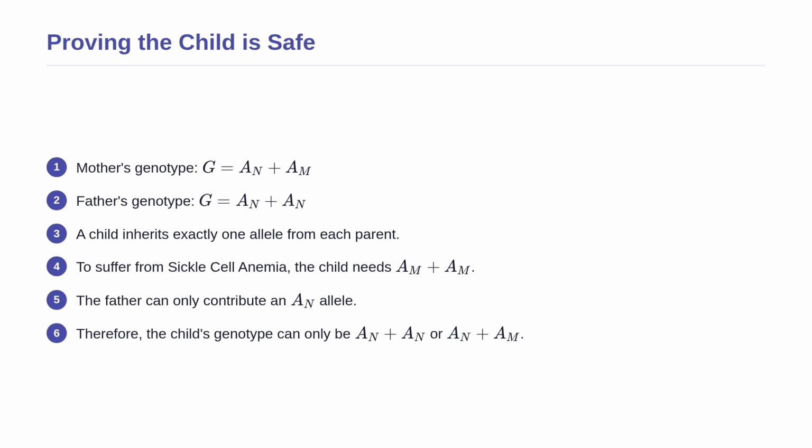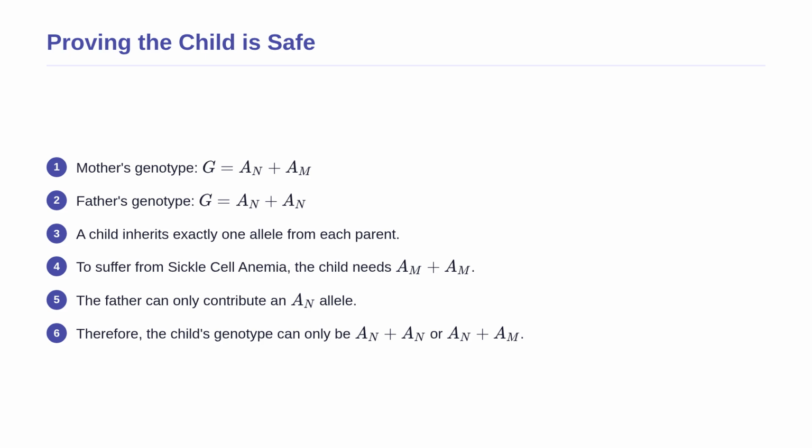Is their unborn baby safe? Let us prove this logically. We know the mother is a carrier with one normal and one mutant allele, and the father is completely normal with two healthy alleles. A child must inherit exactly one allele from each parent. To actually suffer from sickle cell anemia, the baby would need to inherit the mutated gene from both parents, resulting in a genotype of AM plus AM.